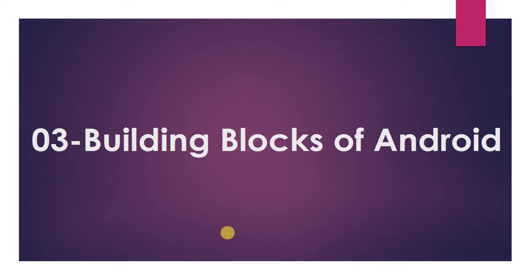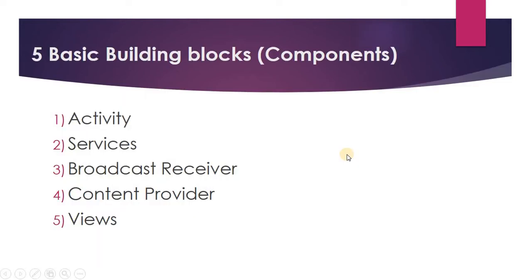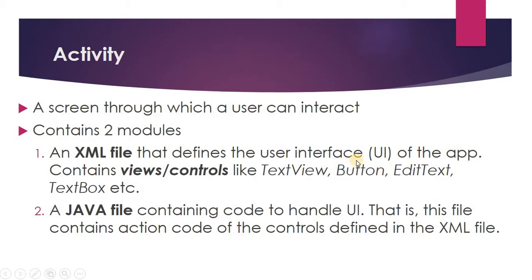Basic building blocks of Android. So we have 5 basic building blocks, which are also known as components of Android: activity, services, broadcast receiver, content provider, views. In this video I'm going to discuss only the first and last one, that is activity and views. We will talk about the middle ones, services, broadcast receiver, content provider, in detail in subsequent videos.